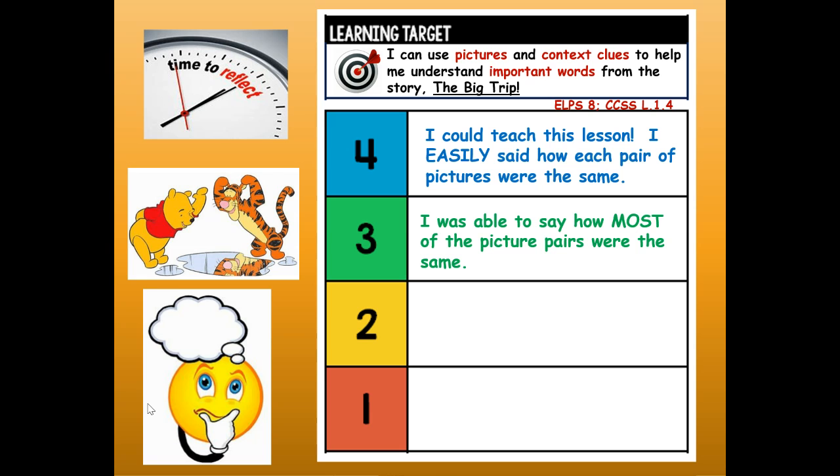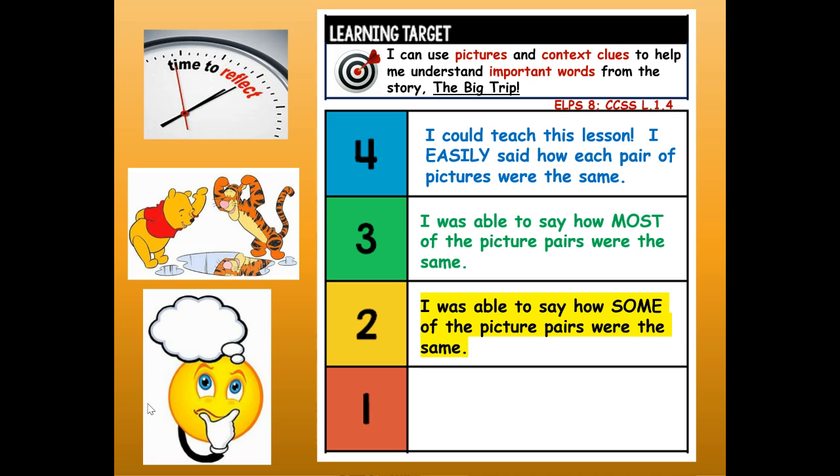Or would you give yourself a 3? I was able to say how most of the picture pairs were the same. Or would you give yourself a 2? I was able to say how some of the picture pairs were the same. Or would you give yourself a 1? I was not able to say how any of the picture pairs were the same. So write your reflection on the top of your paper: 4, 3, 2, or 1.